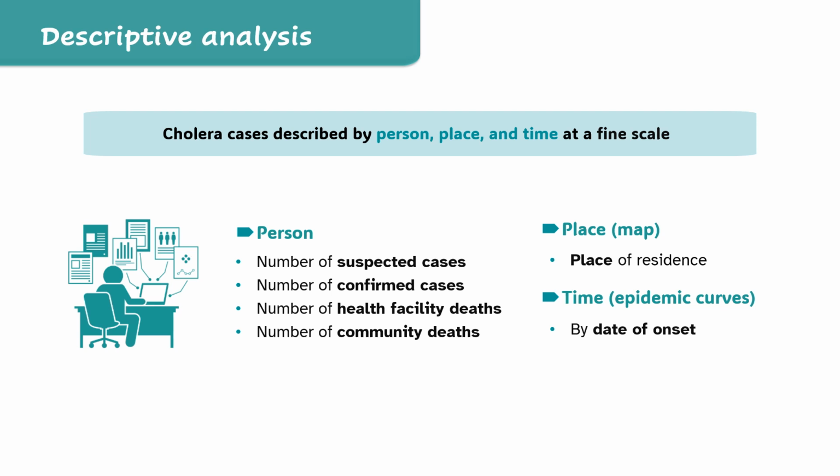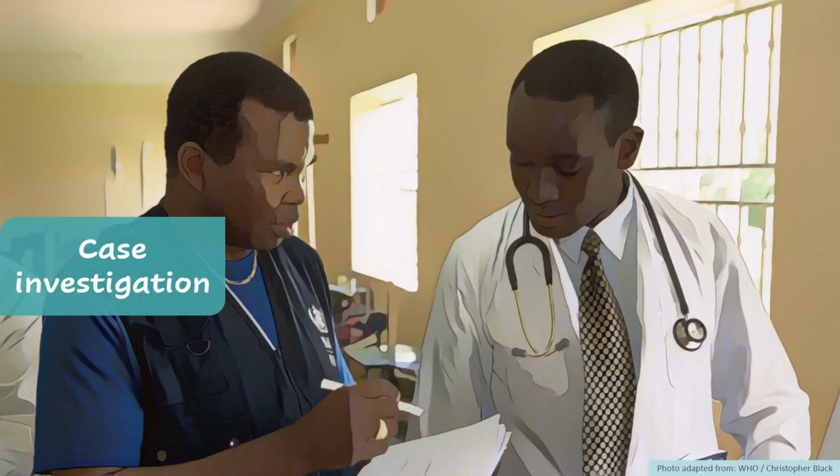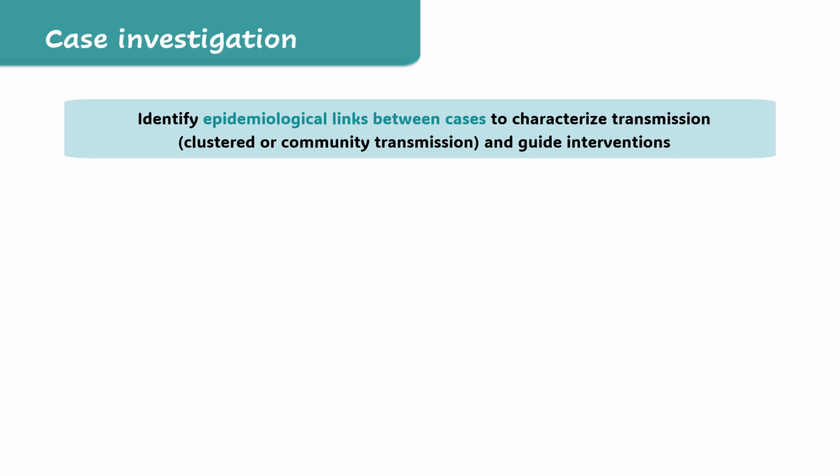Lastly, the daily distribution of suspected and confirmed cholera cases and of community deaths and health facility deaths are plotted on epidemic curves. Let's move on to case investigation, which is absolutely essential when the surveillance objective is to track cholera clusters. Case investigations are critical to identify epidemiological links between cases to determine whether transmission is still clustered or if cholera has started to spread in the community. In addition, the nature of the epidemiological links identified by the case investigations is also taken into consideration to determine appropriate interventions to interrupt transmission.